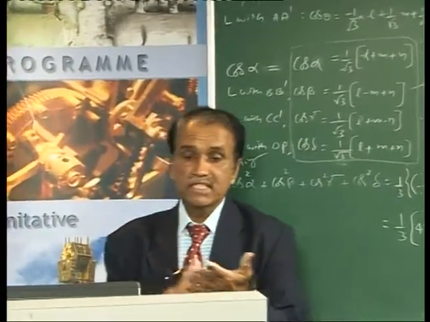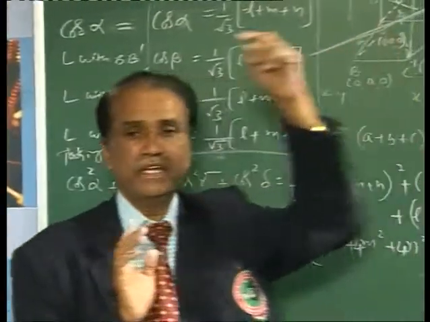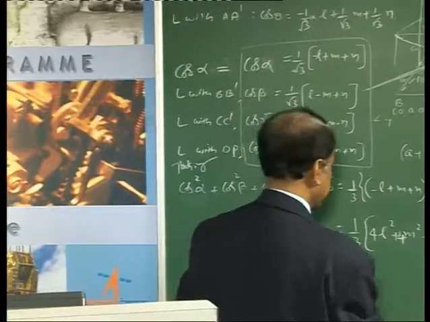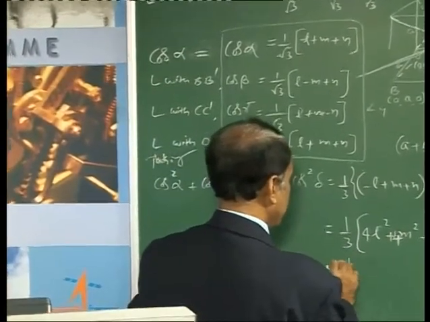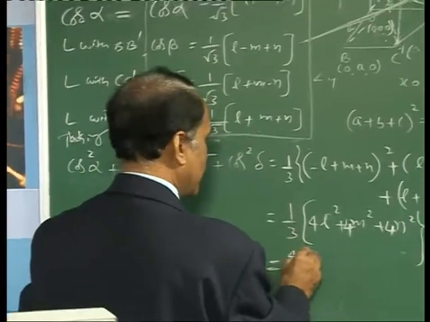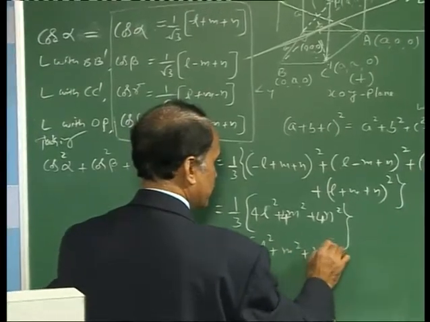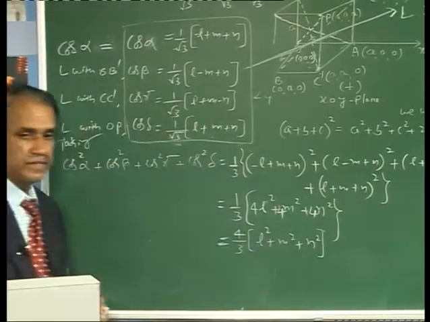Out of 12 terms, 6 terms will be negative and 6 terms will be positive. All those terms are going to be cancelled. You can verify that in your leisure time. Now 1 by 3, then 4 I can take common from this, then it is L square plus M square plus N square.